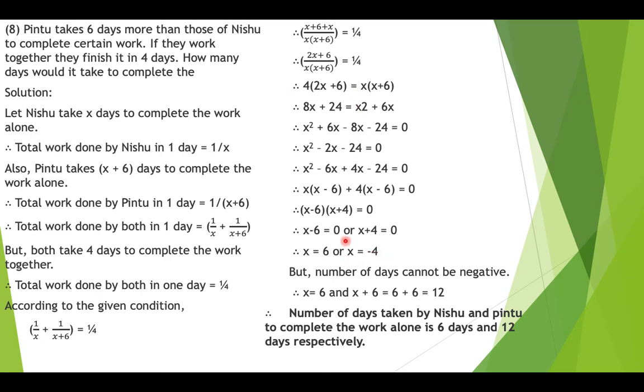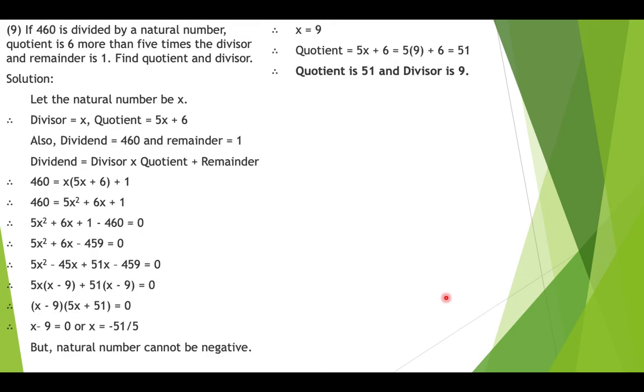You can look at the steps over here. So we get X is equal to 6 and X is equal to minus 4. But the number of days cannot be negative. Therefore, we get X is equal to 6. So Nishu takes 6 days to complete the work, whereas Pinto takes 6 plus 6, that is 12 days to complete the work. Okay, question number 9.